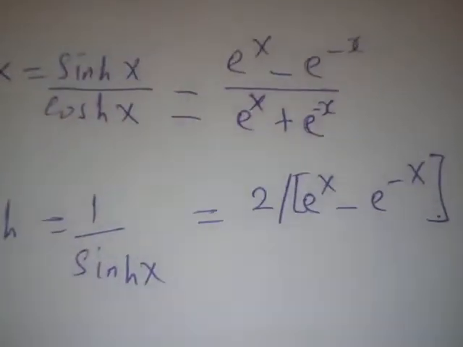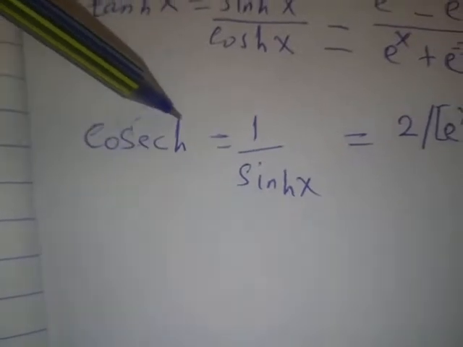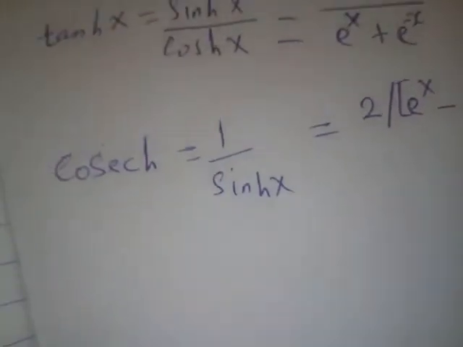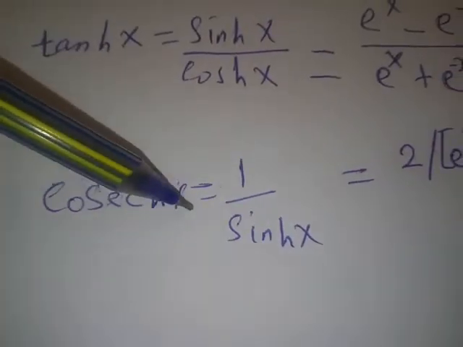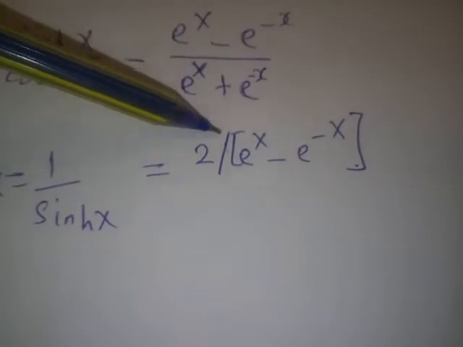So the hyperbolic function of cosec x will be given by 1 over that, which is equal to that.